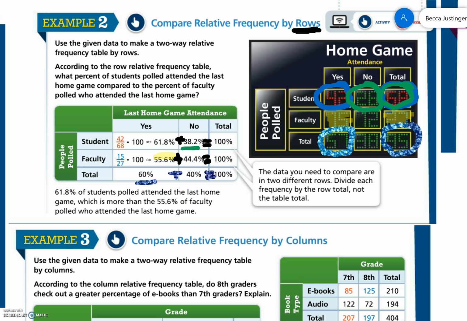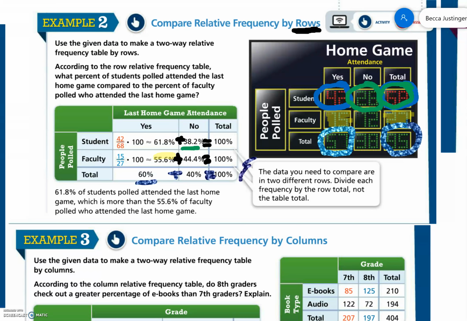So the question was, what percent of students polled attended the last home game compared to the percent of faculty who attended the last home game? So 61.8% of students polled attended the last home game, which is more than, so they want you to be able to interpret it. What do the numbers actually mean? So it's more than 55.6% of the faculty polled who attended the last home game.